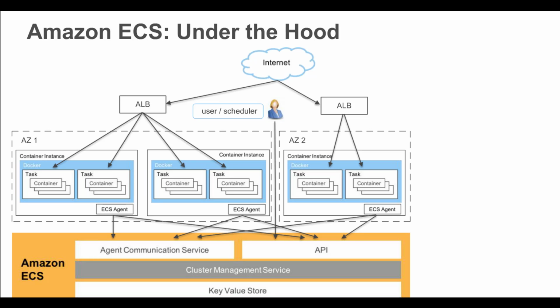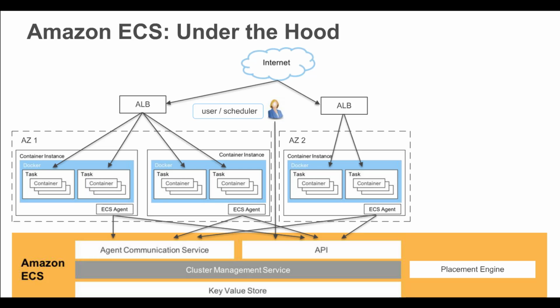Each of these tasks or services land on an EC2 instance, which we call container instances. Each container instance has an ECS agent, which is a daemon, which talks back to the ECS service and communicates via the agent communication service. And our cluster management service and our key value store help you maintain the cluster state. All of this is powered by APIs, which can be accessed by the users.